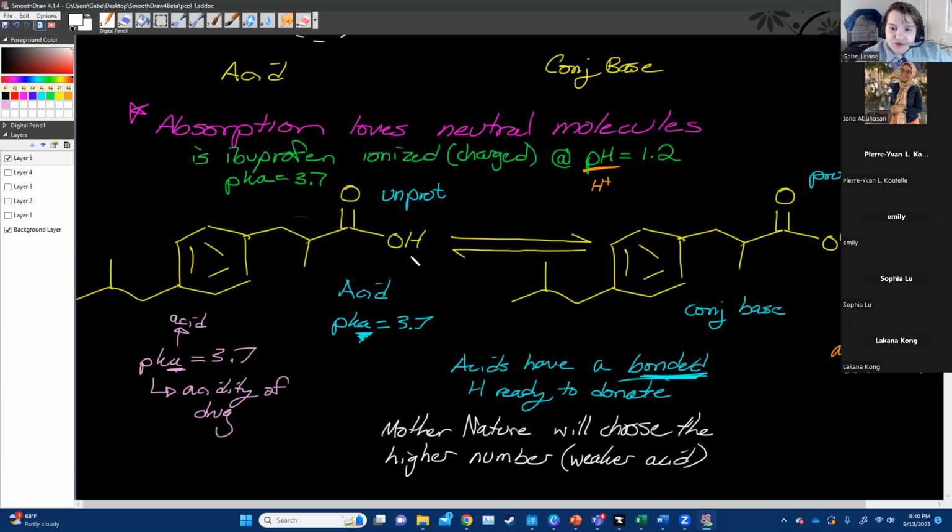So which value will Mother Nature prefer? It's going to prefer having this pKa exist rather than this pH. So if we were to drop ibuprofen into the stomach, what form are we going to find it in? The unprotonated form.